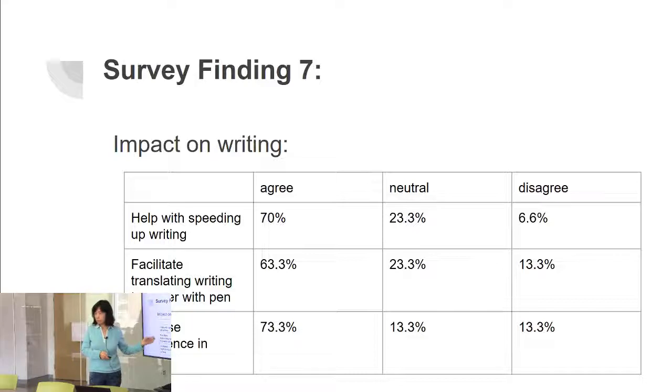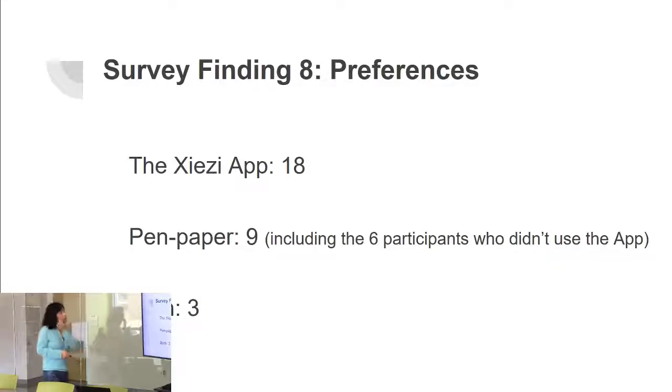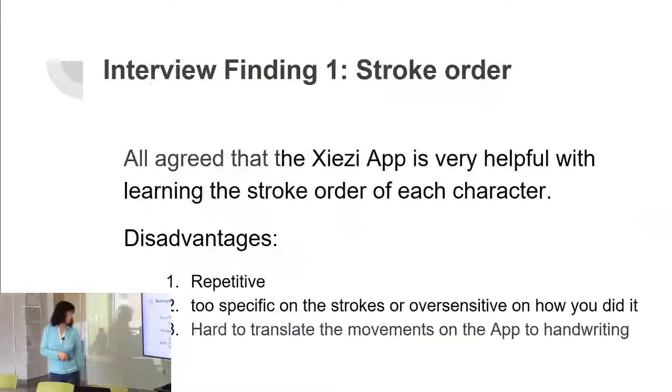Remember, there are 6 participants who didn't use the app, but they did the survey. And when asked which method they would choose if they were offered another chance, like for taking Chinese 101, 18 of them would choose the Xiezi app, and 9 of them chose the pen and paper method. These include the 6 participants who didn't use the app at all. And 3 expressed that they would choose both.